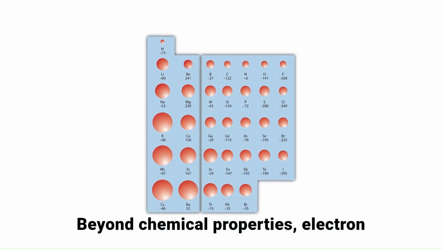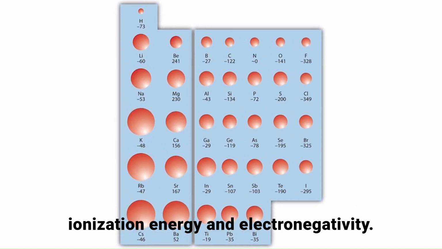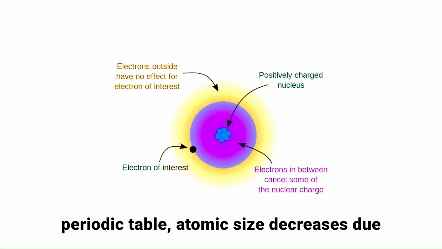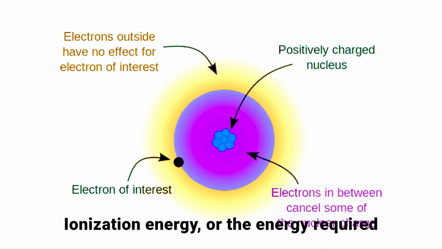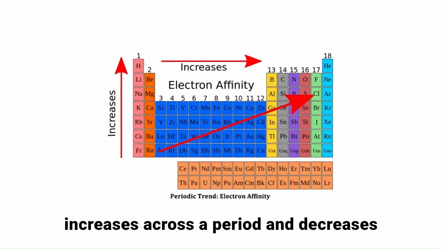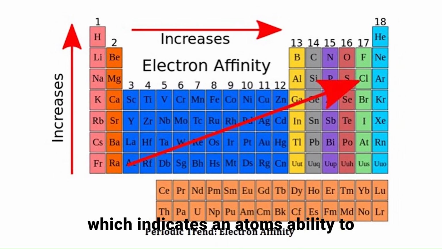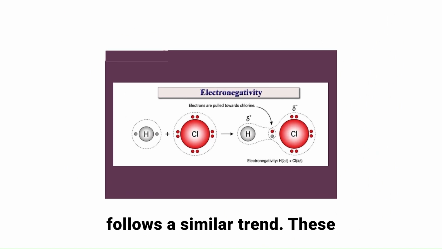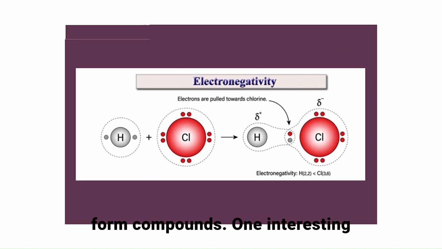Beyond chemical properties, electron configuration also affects atomic size, ionization energy, and electronegativity. As we move across a period in the periodic table, atomic size decreases due to increased nuclear charge, pulling electrons closer to the nucleus. Ionization energy, or the energy required to remove an electron, generally increases across a period and decreases down a group. Electronegativity, which indicates an atom's ability to attract shared electrons in a bond, follows a similar trend. These periodic trends are crucial in understanding how elements interact and form compounds.